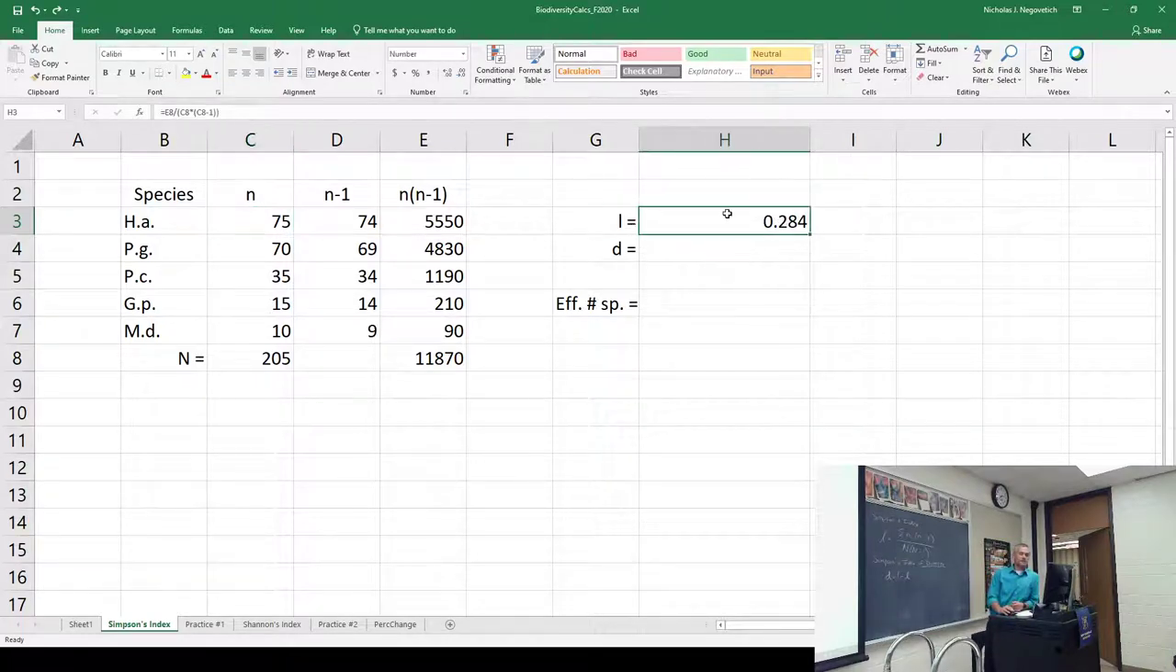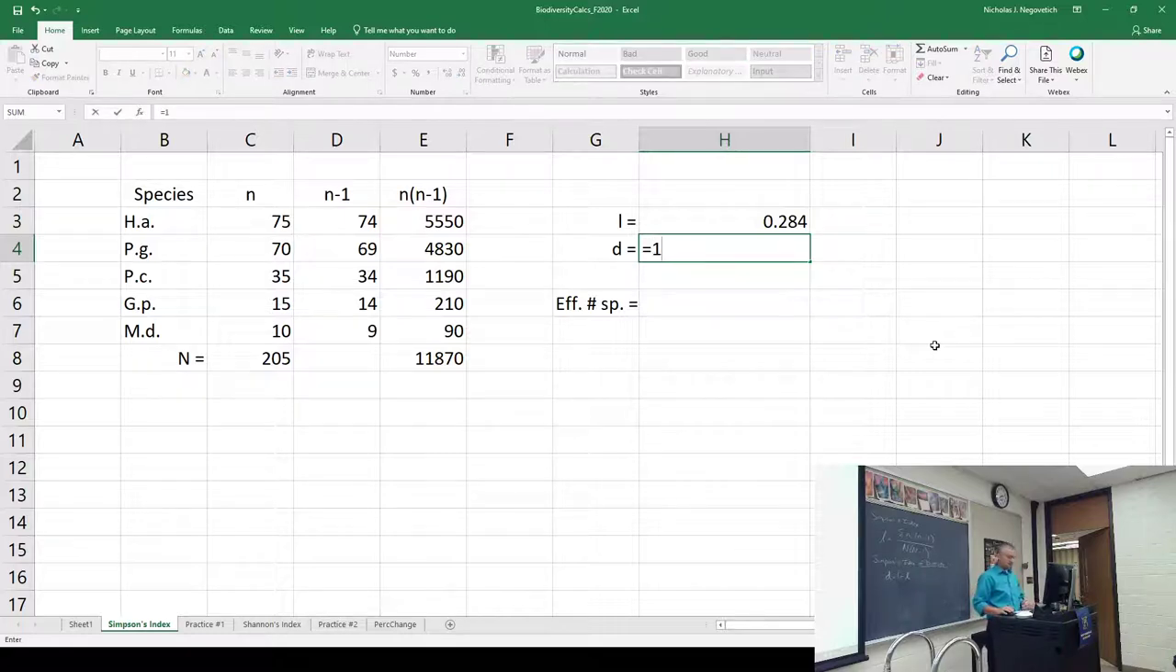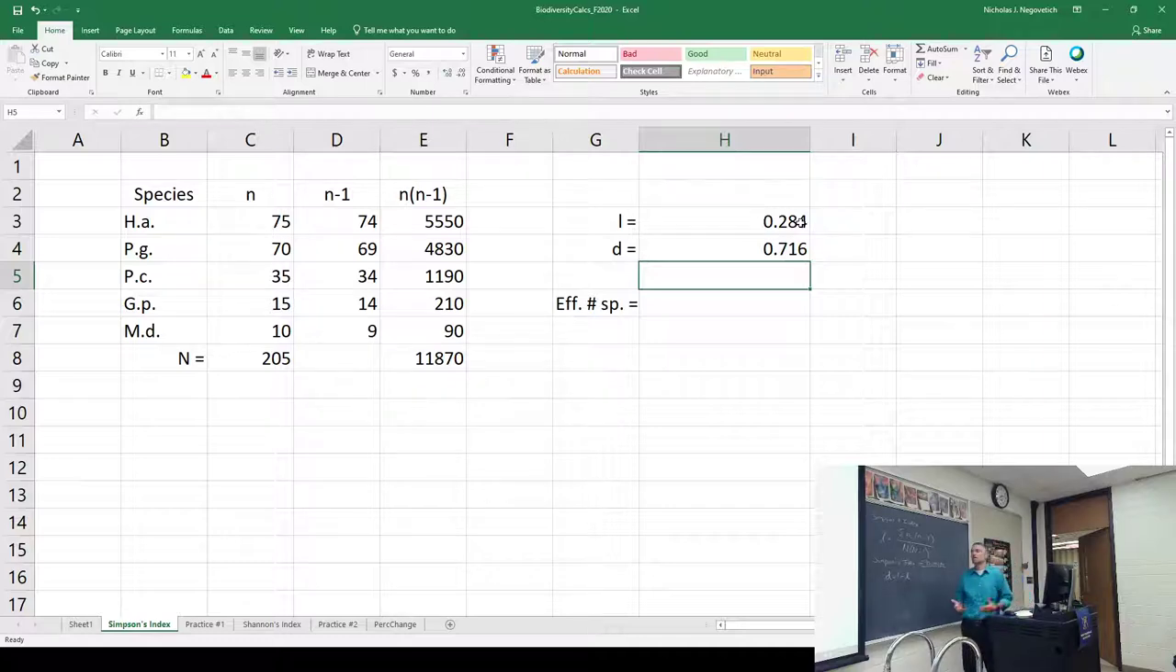All right, so we've got our Simpson's index. Simpson's index of diversity is lowercase d. That is simply 1 minus that number. And now, our diversity is on that scale where it makes sense. Larger values of this D, more diversity that we have. Smaller values, less diversity. I do have effective number of species on here. We will come back and talk about that.